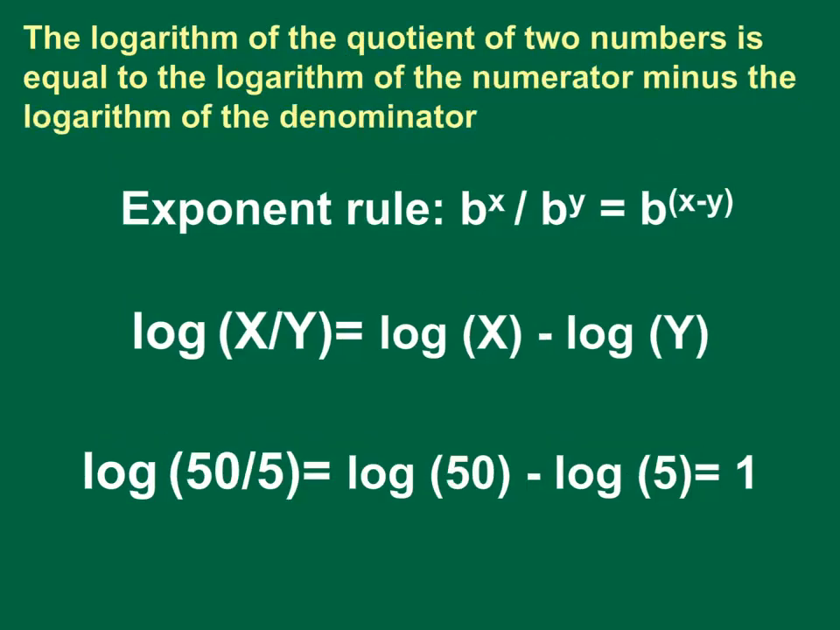The logarithm of the quotient of two numbers is equal to the logarithm of the numerator minus the logarithm of the denominator. First, we see the exponent rule. If you divide a number with different exponents, the result is the same as if you subtract the exponents. Similarly, if you take the logarithm of the ratio of two numbers, this is equivalent to subtracting the logarithm of each number.